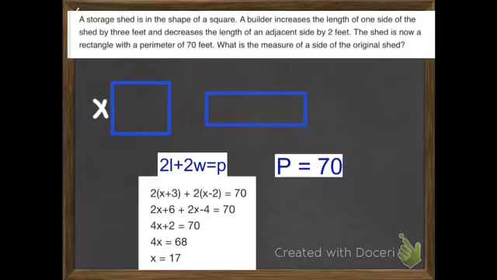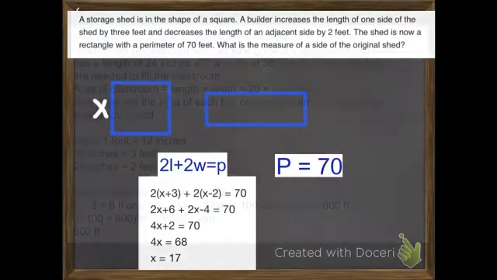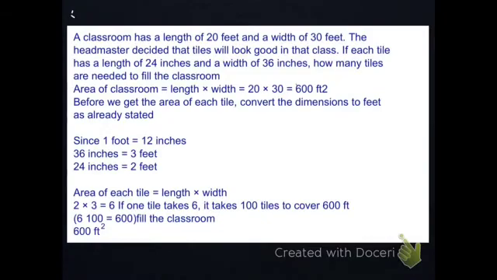And then you use the distributive property and you get 2x plus 6 plus 2x minus 4 equals 70. And then you combine like terms and you get 4x plus 2 equals 70. So subtract 2 from each side and you get 4x equals 68. Divide by 4 and you get x equals 17 as your original answer. Okay, now we move on to area.